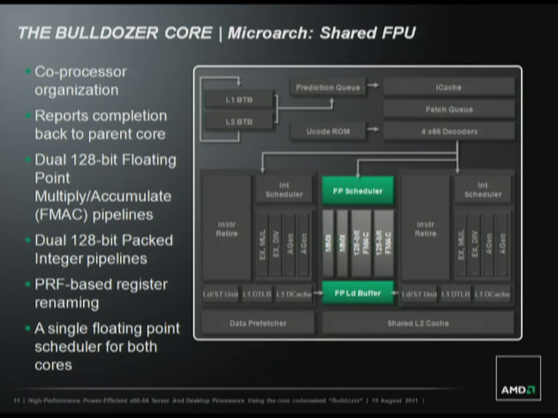The floating point unit is shared, as I said. And also, as I said, this is designed to be a very powerful floating point unit. It's got dual 128-bit packed integer pipelines for your MMX type instructions. It's got dual 128-bit FMAC capable pipelines. So that's significantly more floating point horsepower than the previous generation AMD cores had.